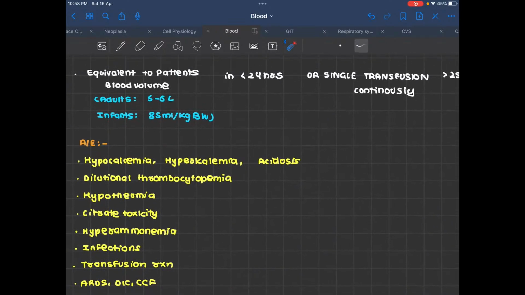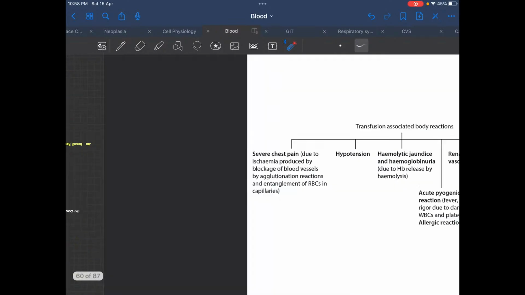And this is a very important MCQ for university examinations or even for NEET PG, that what are the things which are associated with a massive blood transfusion? What will happen in the patient? The patient is going to develop hypocalcemia due to the citrate which is going to chelate with the calcium. So hypocalcemia, hyperkalemia, and acidosis can occur. You can have dilutional thrombocytopenia. You might have hypothermia. You might have citrate toxicity. You might have hyperammonemia. You might have infections, and obviously all your transfusion reactions can occur.